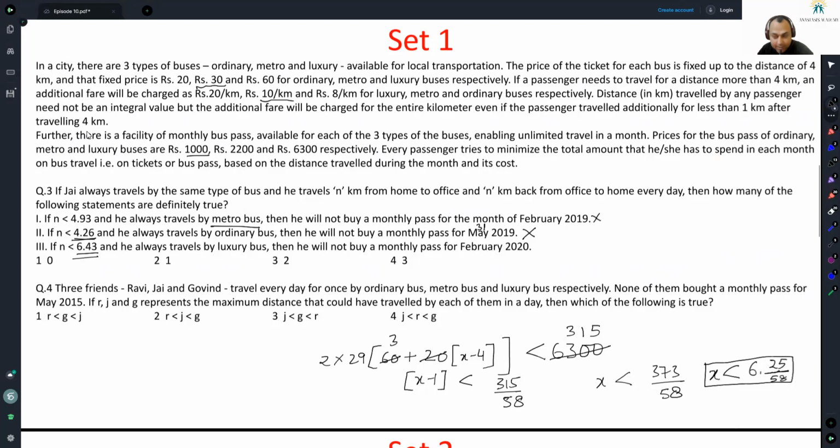But even if I get x is less than 6 whole 25 by 58 or 6.43, even if it is 6.3, he will buy a bus pass. Even if it is 6.2, he will buy a bus pass. So this statement is also not true. So none of the statements are true. Answer is option 1. What a waste of a question. You do all this work to get to none of the statements are valid.